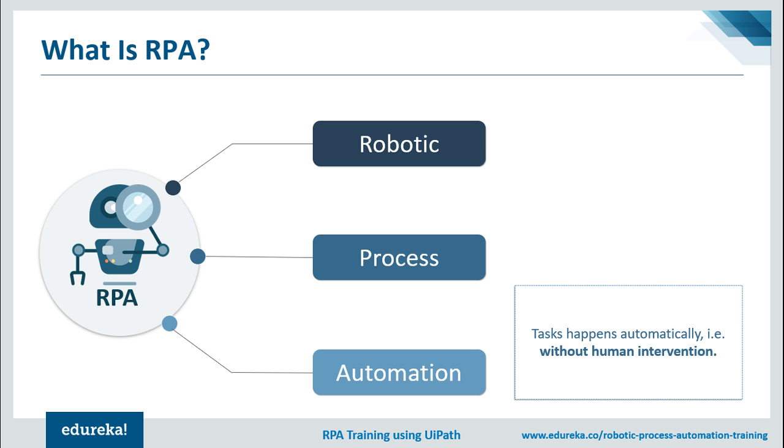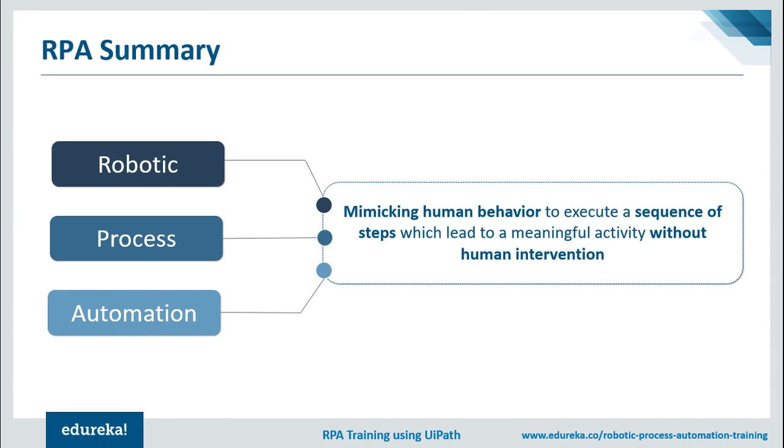Now, if you summarize all these three terms together, you understand that robots mimicking human behavior to execute a sequence of steps which lead to a meaningful task without any human intervention is said to be robotic process automation. I hope you've understood what robotic process automation is. It's just robots mimicking human behavior who perform a sequence of steps, and that leads to a meaningful activity. All this happens without any human intervention, so it's said to be automated, right? So that's what RPA is.